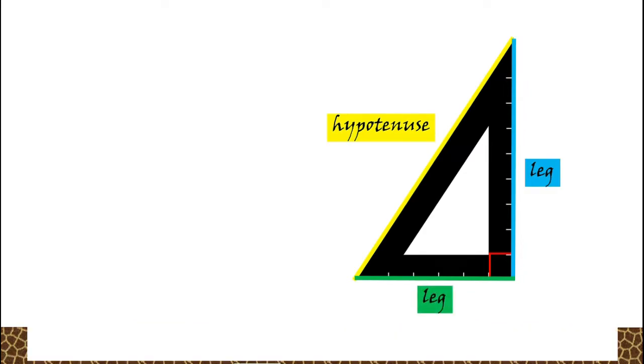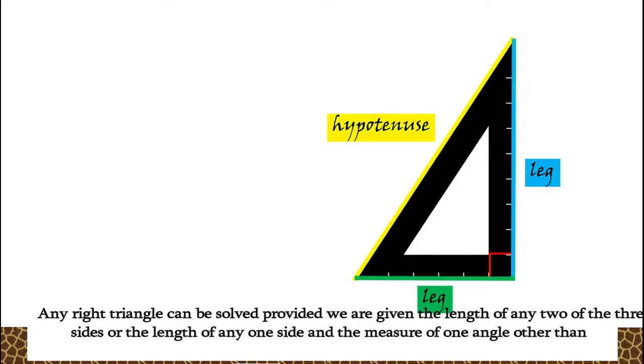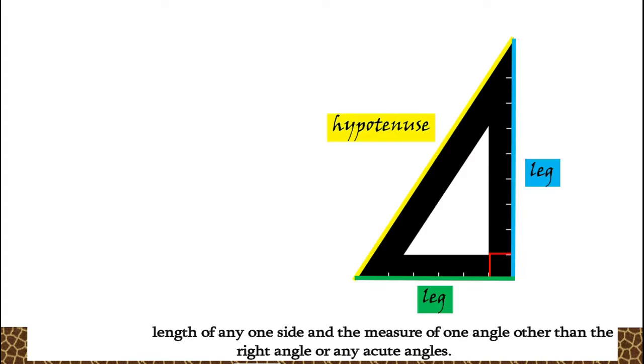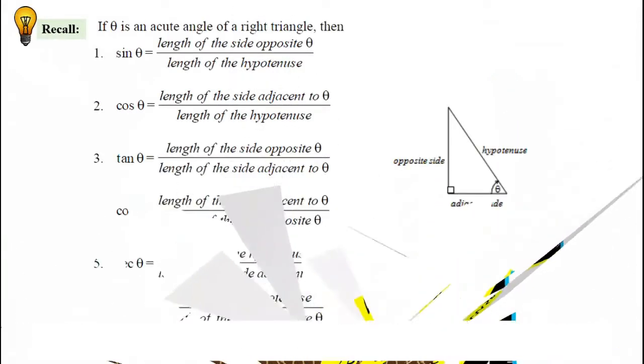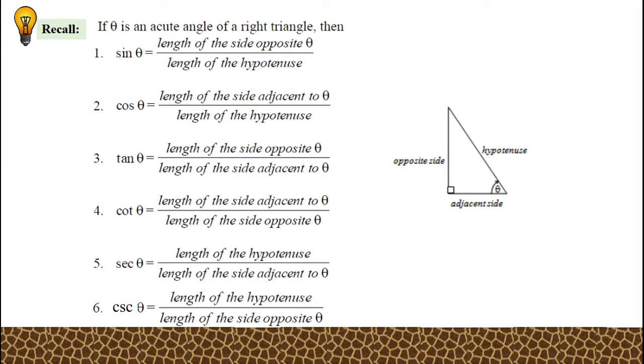Thus, any right triangle can be solved provided we are given the length of any two of the three sides, or the length of any one side and the measure of one angle, other than the right angle, or any of the acute angles. Remember your 6 trigonometric functions?